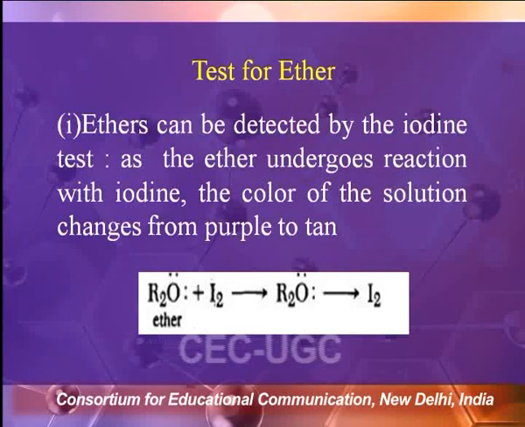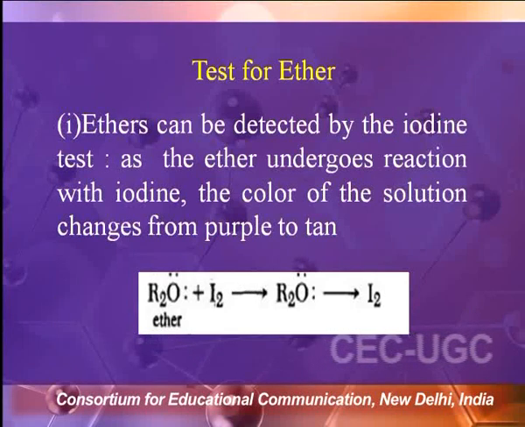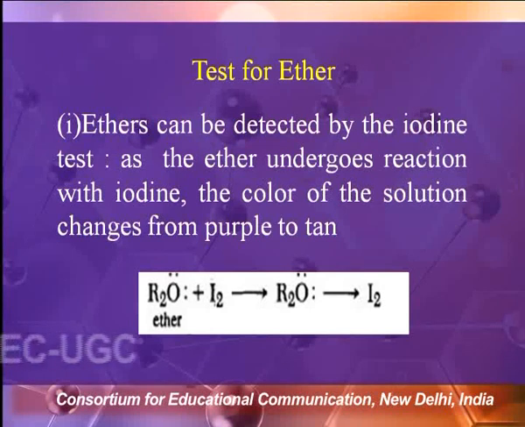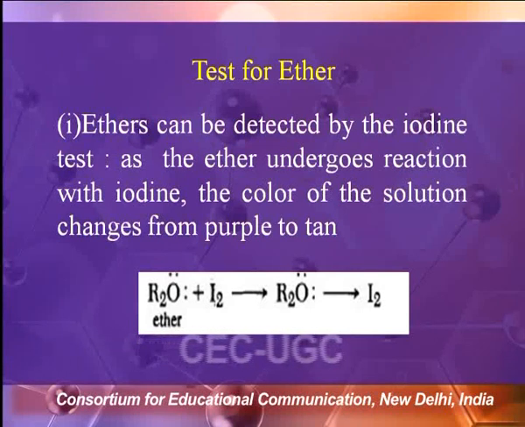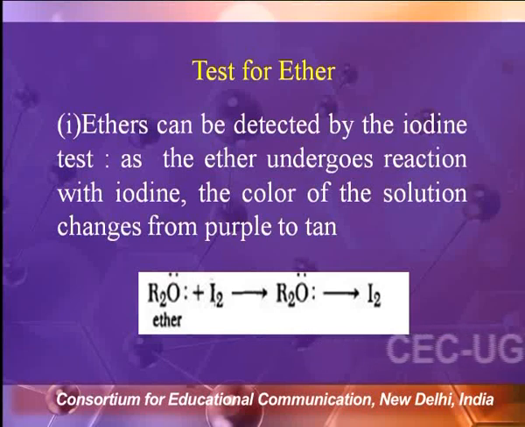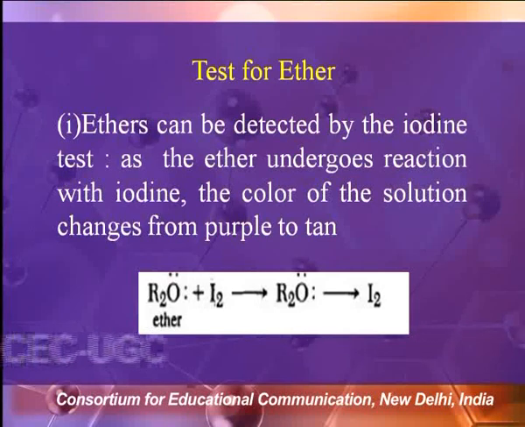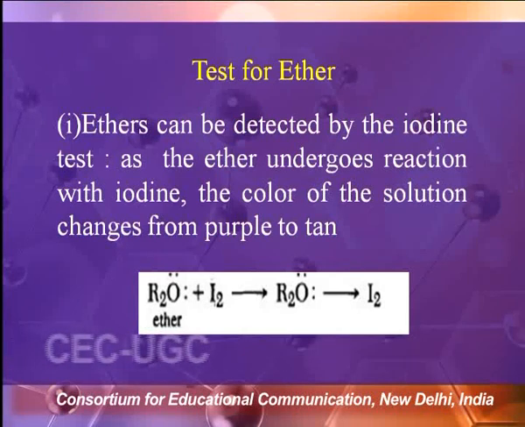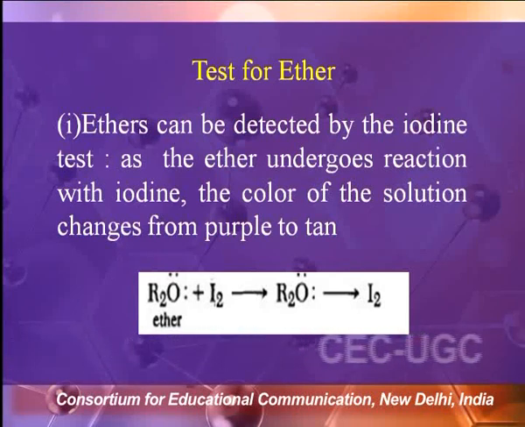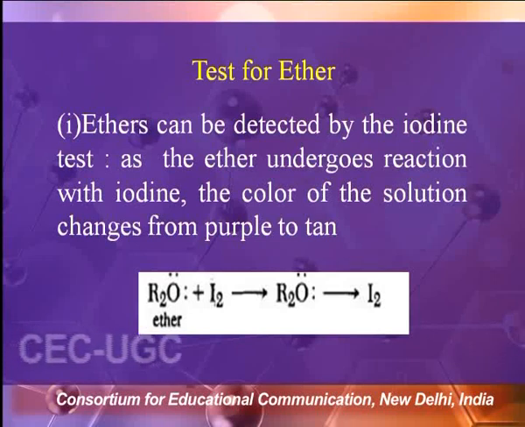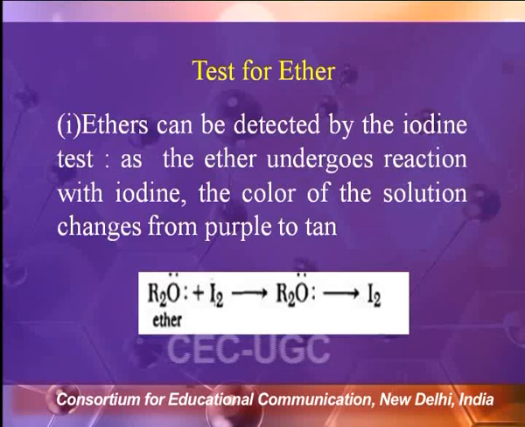Now test for ethers. Ethers can be detected. What are ethers? First of all, you must be aware of what ethers are. How can we write ethers? ROR, meaning oxygen is linked with 2 alkyl groups, or 2 aryl groups, or 1 alkyl and 1 aryl group. This is how you can remember the structure of ether. Ethers can be detected by the iodine test.